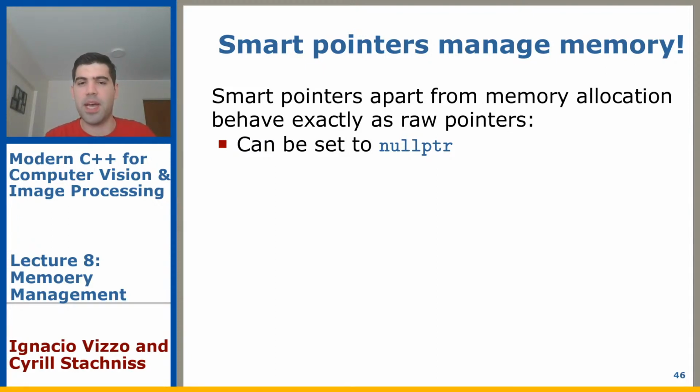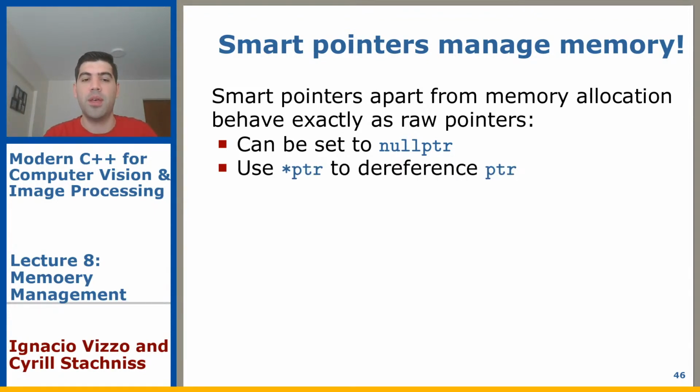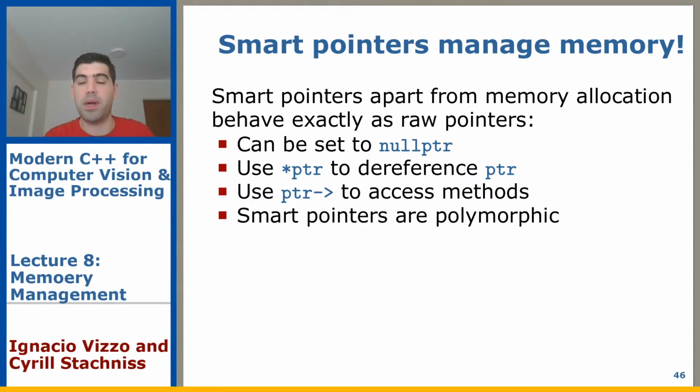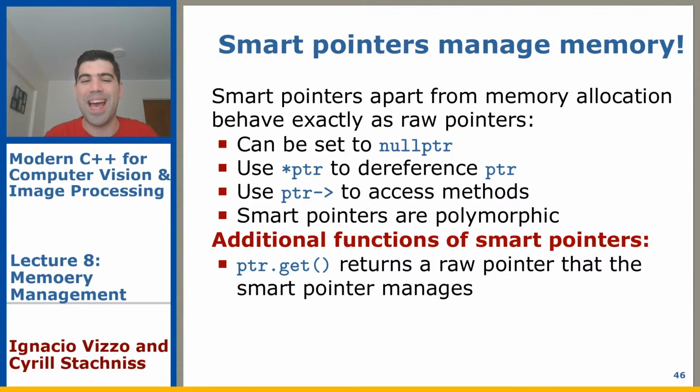So smart pointers, apart from memory allocation, behave exactly as raw pointers. That's why it's called a smart pointer. It's still a pointer, so you can use the dereference operator to get what you're pointing to. You can use the arrow operator to access any methods. The smart pointers are also polymorphic, so you can do the abstract shape example with the vectors as well. And there's additional functionality. This is the same as the vector: you throw a pointer inside the smart pointer class, and then it provides additional functionality.